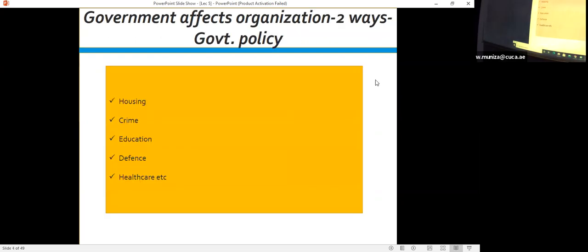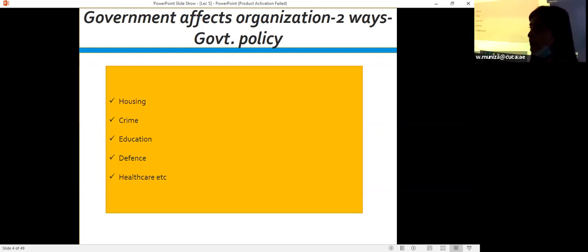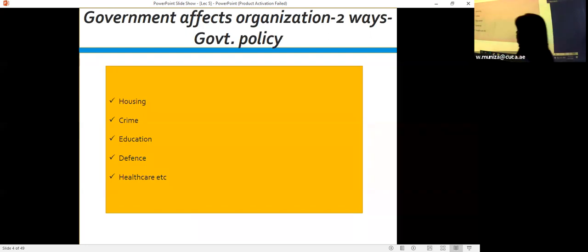So at every step, you should know that the organizations are going to analyze all these factors in order to make particular strategies to govern their organization. Then government affects organization in two ways. In this case, we are going to extend our discussion regarding government policy. Government can make different policies regarding housing, crime, education, defense, or healthcare, and many more areas in which the government gives an input by making policy.